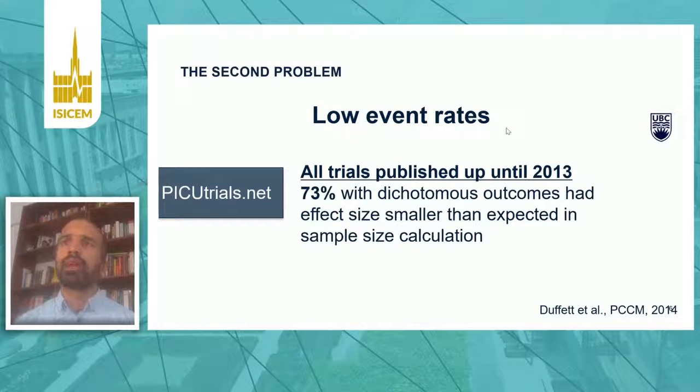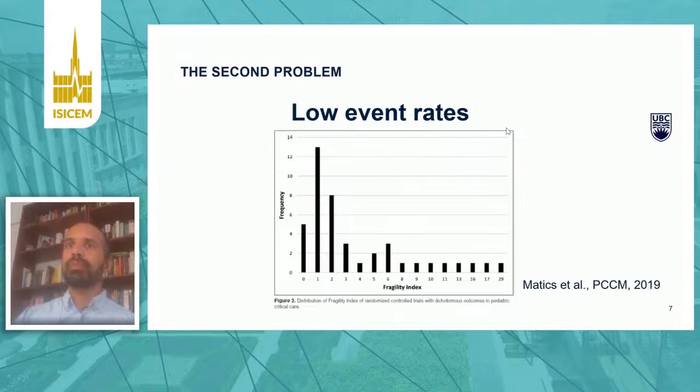Second problem is our low event rates. As you can imagine, mortality in children is much lower than that in adults. If you look at all trials published up until 2013, nearly 3/4 of them with dichotomous outcomes had an effect size that was smaller than that expected in the sample size calculation. So regardless of which outcome is chosen in our critical care trials, we often underpower them. Not that I'm a true believer in fragility index, but as a marker of the overall scope of trials that are being done, the fragility index across all PICU trials is quite low.